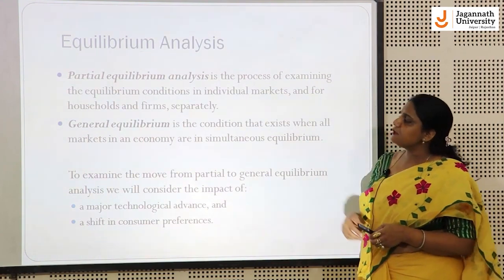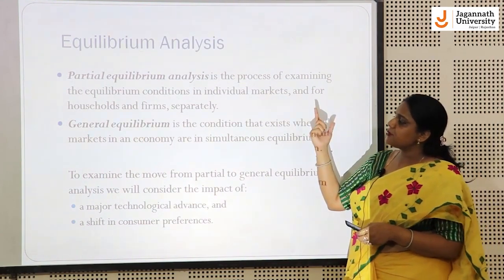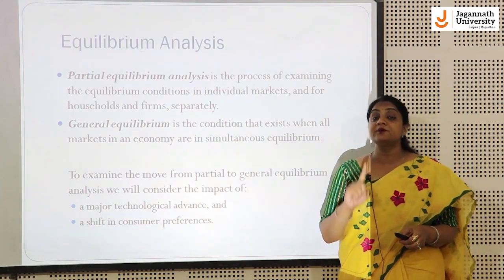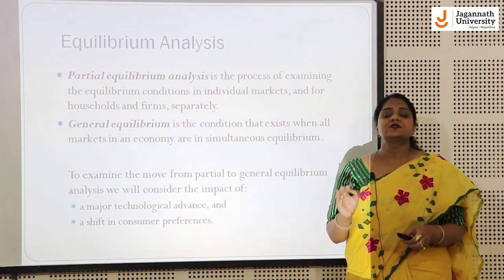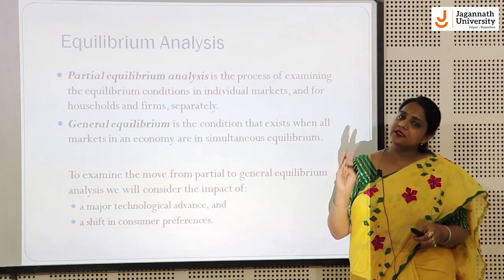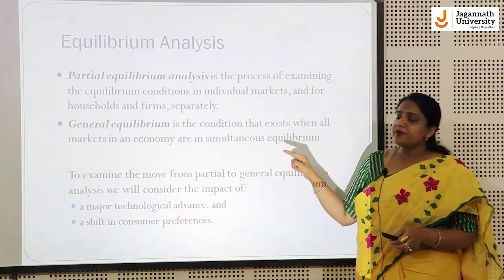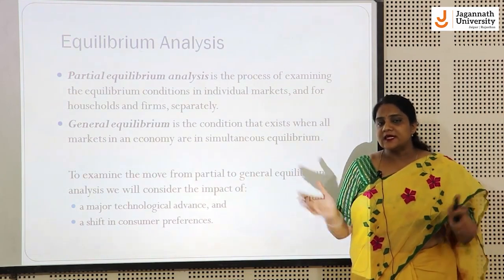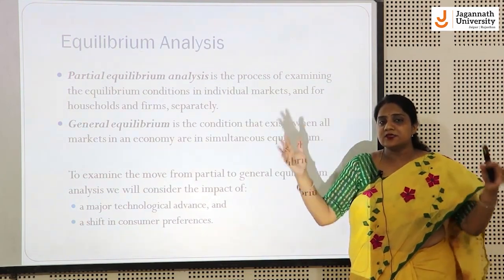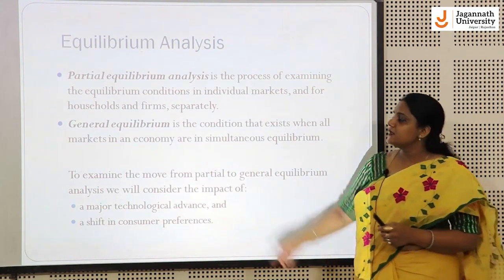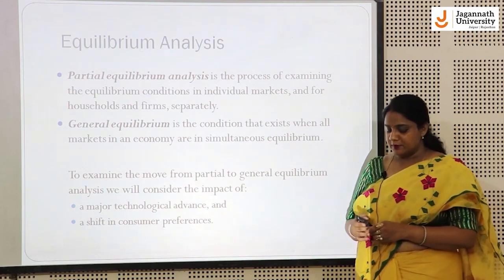So in case of the equilibrium analysis also, we do partial equilibrium analysis and general equilibrium analysis. If we are looking at the individual firm equilibrium analysis, it is called as partial equilibrium analysis, an individual unit or an individual firm, right? If we are looking at all the industry, all the firms existing in that industry, and doing equilibrium analysis of all the firms in that industry, then it is called as general equilibrium analysis.